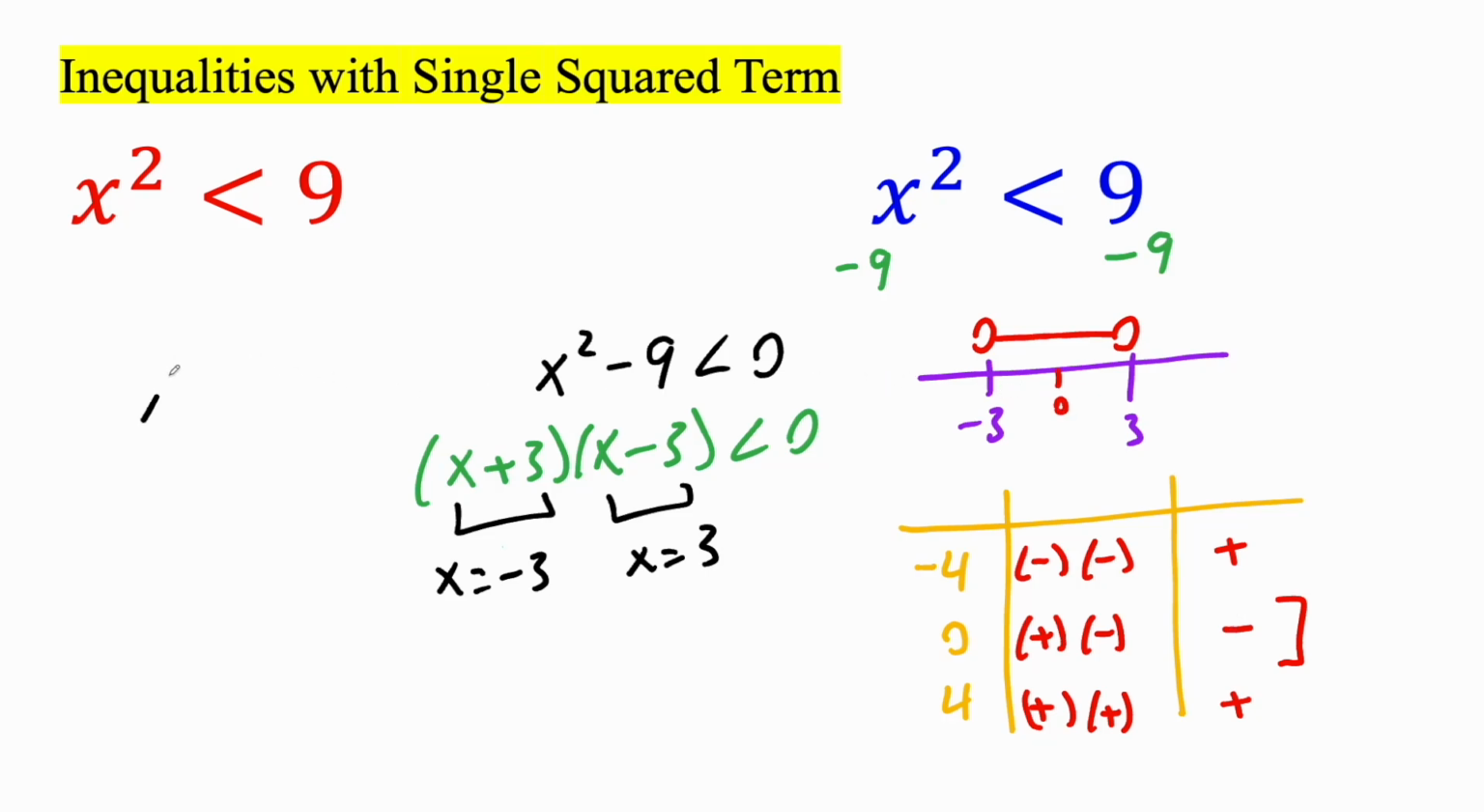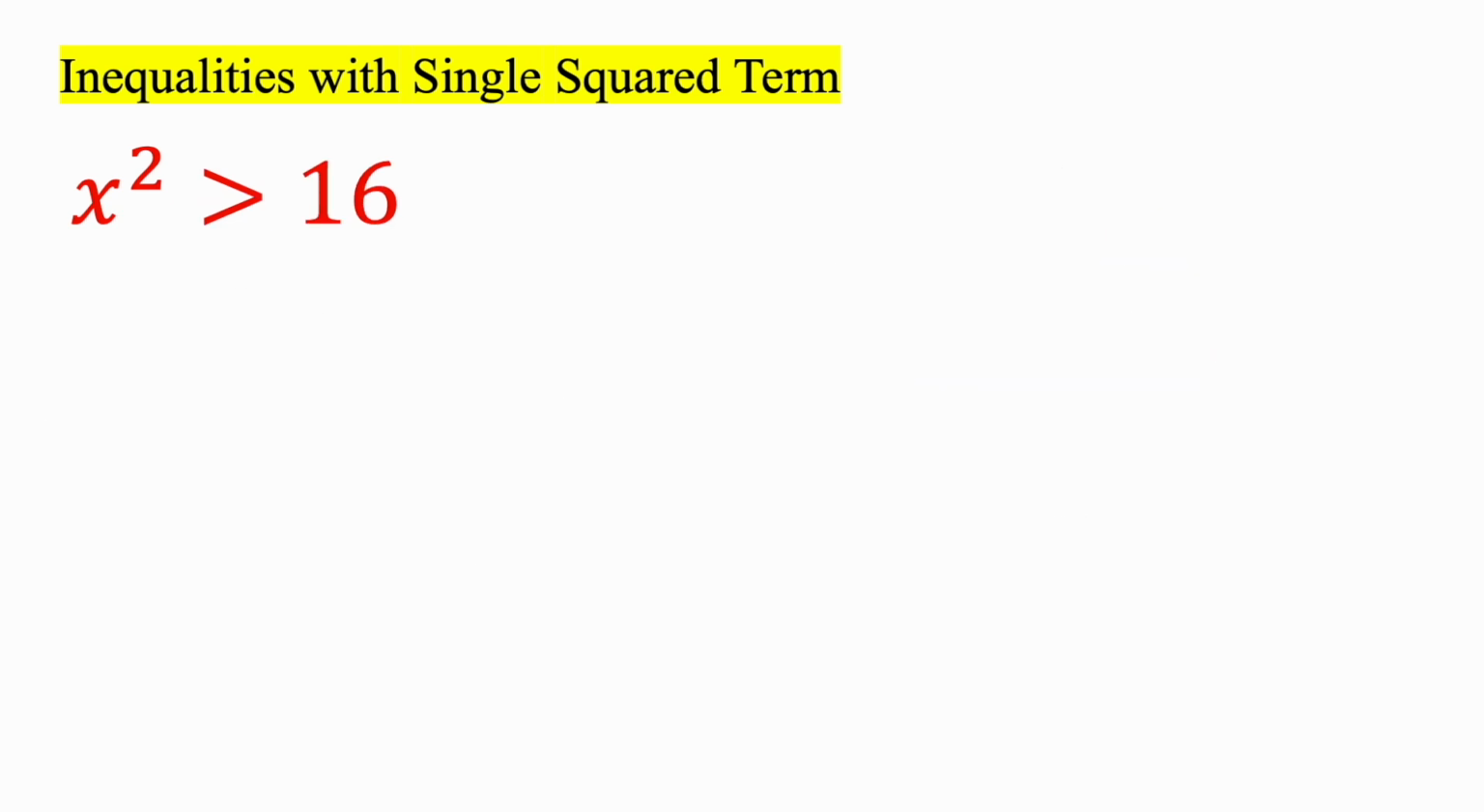You'll be able to say that x is greater than negative 3, but less than 3. And this right here is our final answer. And so we'll do another set of problems. We're going to solve it two different ways again.